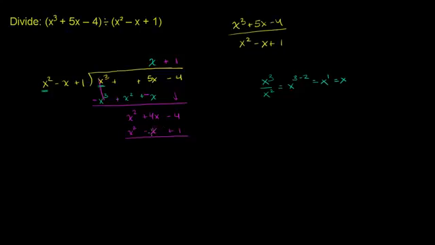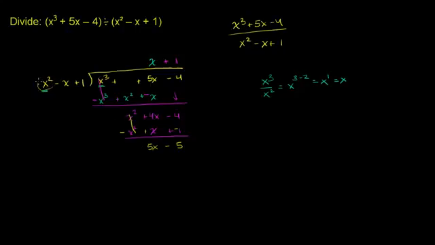And now we want to subtract this from that, or we want to add the opposite. And to add the opposite, we can just multiply each of these terms by negative 1. X squared becomes negative x squared. Negative x times negative 1 is positive x. And then positive 1 times negative 1 is negative 1. Now let's do the addition. X squared minus x squared, they cancel out. 4x plus x is 5x. And then we have negative 4 minus 1 is negative 5.